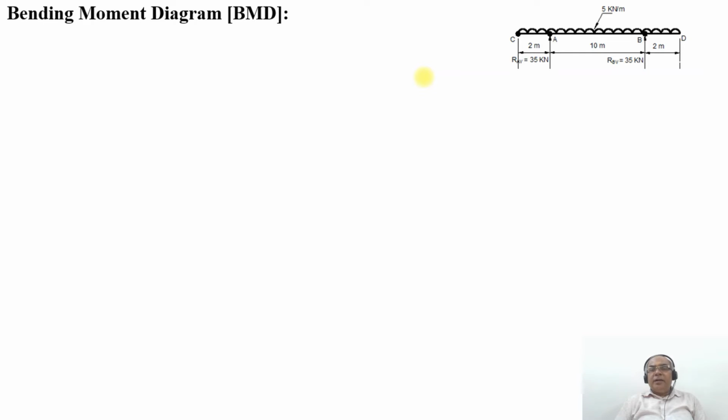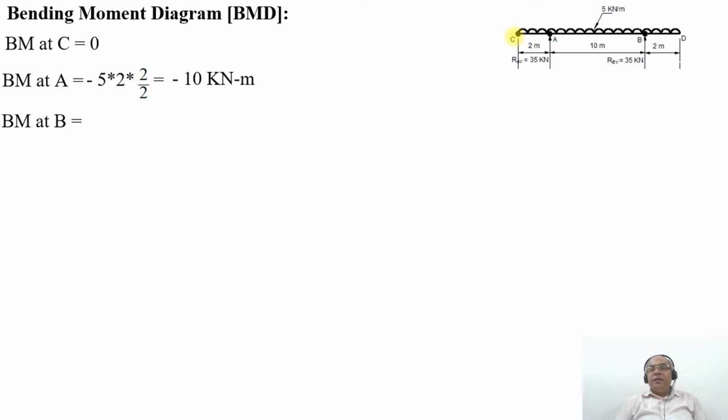Then we have the bending moment diagram. In the bending moment diagram, BM at the point C will be equal to 0. Then BM at the point A will be equal to minus 5 into 2 into 2 by 2, so that will be equal to minus 10 kilonewton meter. BM at B will be equal to minus 5 into 12 by 2 plus 35 into 10, which will be equal to minus 10 kilonewton meter.